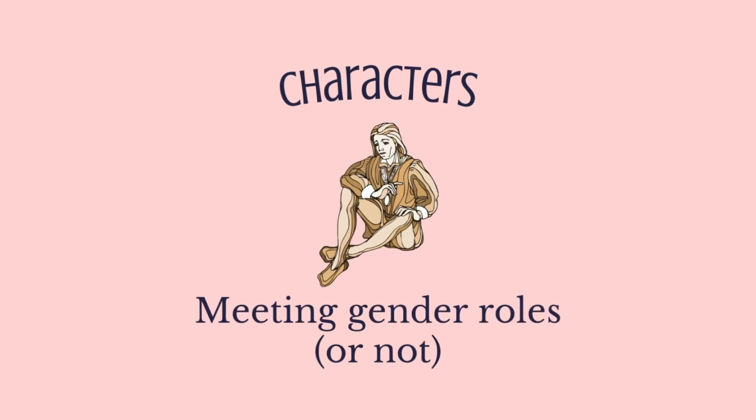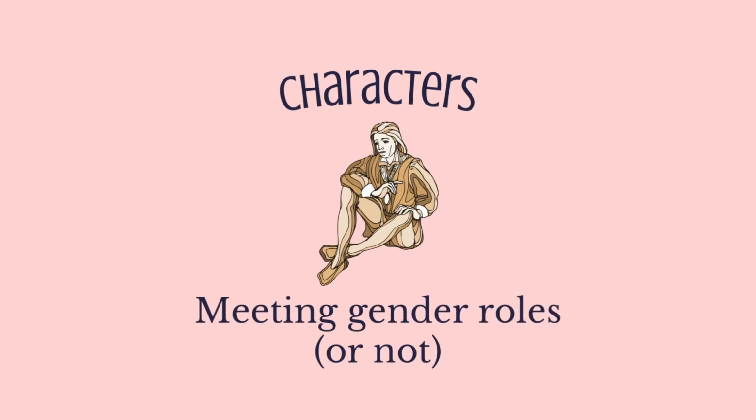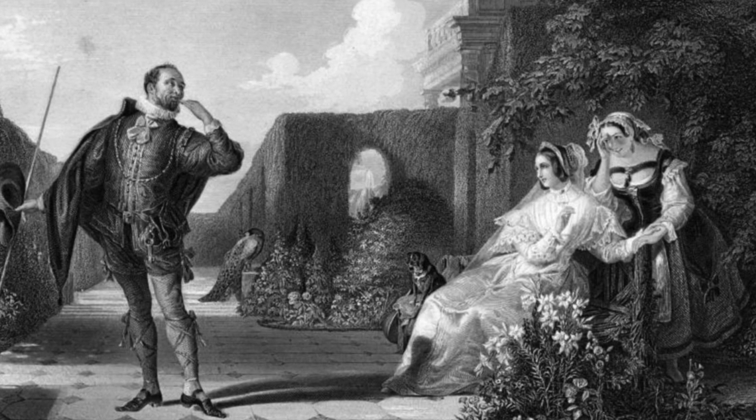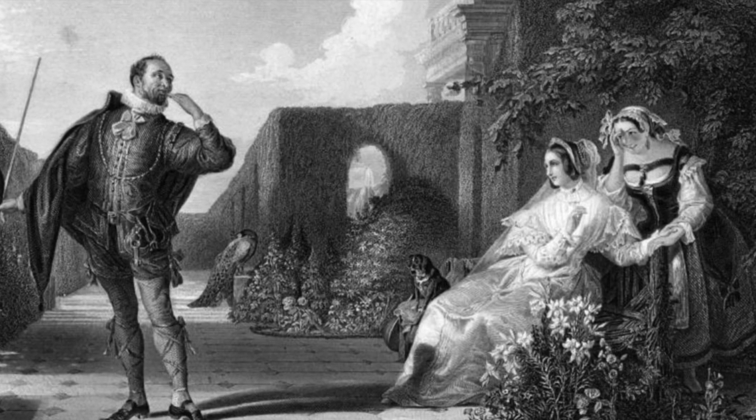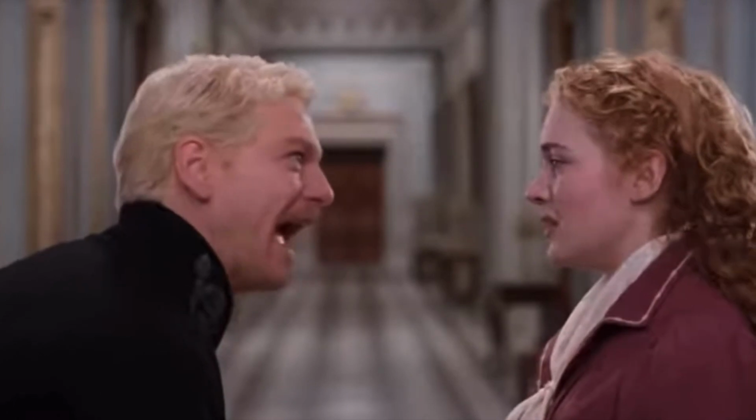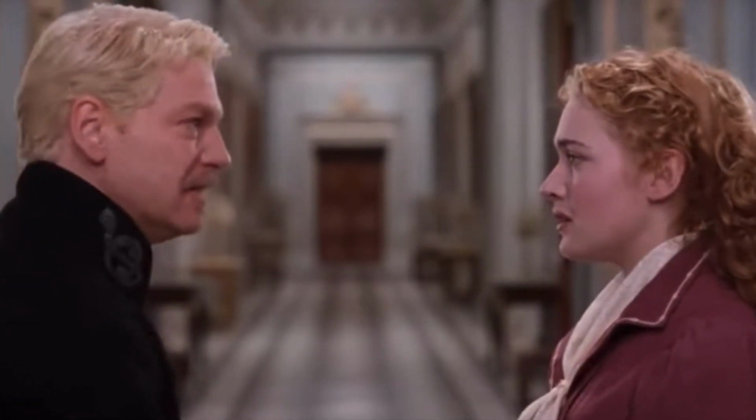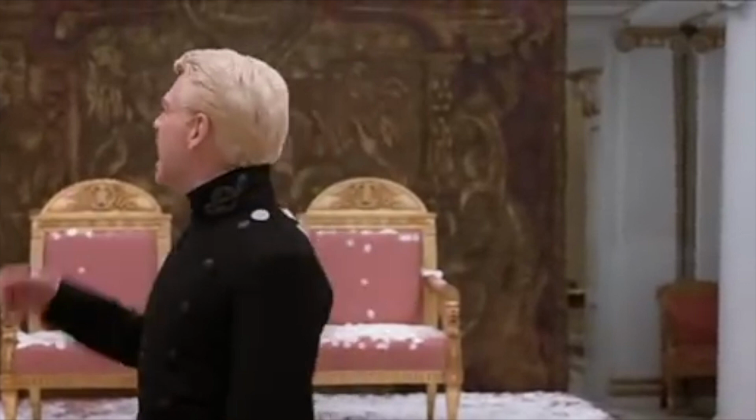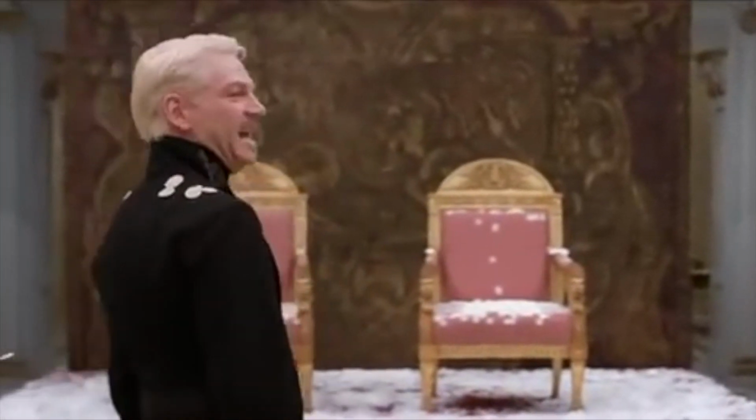Part 3. Characters meeting gender roles or not. The characters in Hamlet are prime examples of people obeying and disobeying gender roles in the Elizabethan era. Characters like Ophelia, Claudius, and Polonius follow the gender roles assigned to them, while characters like Hamlet and Gertrude reject the gender roles. I'm going to be focusing on Ophelia and Hamlet and how they obey and disobey their gender roles.